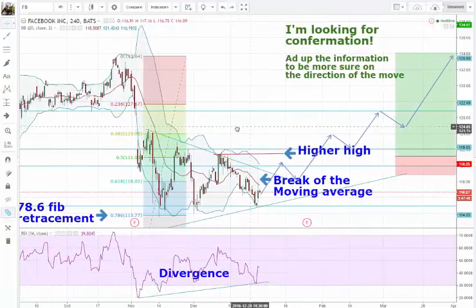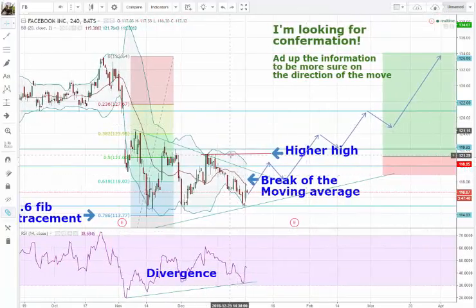I hope you guys can read what's going on here. This is the information I put into my charts. I get out of my charts, and well, good luck, guys.